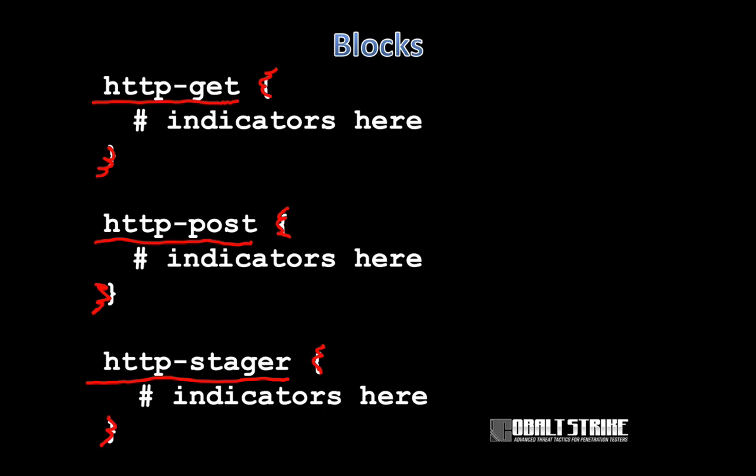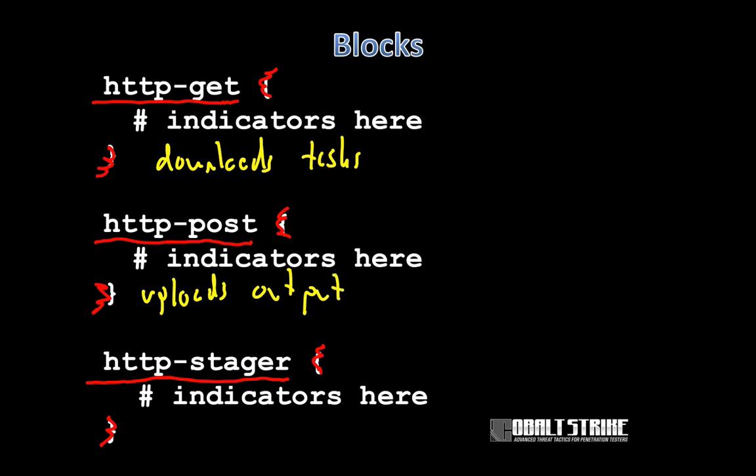So for example, the HTTP GET block is how Beacon downloads its taskings, downloads tasks. The HTTP POST block controls how Beacon uploads output back to the Cobalt Strike team server. And the HTTP Stager block shapes the content of the staging process.